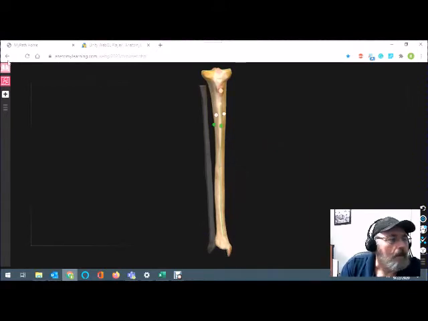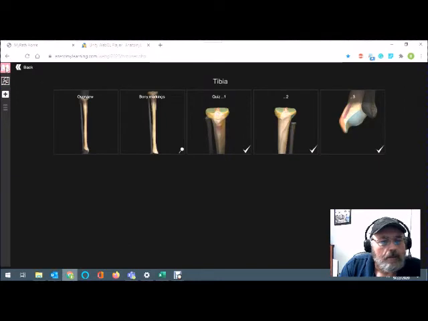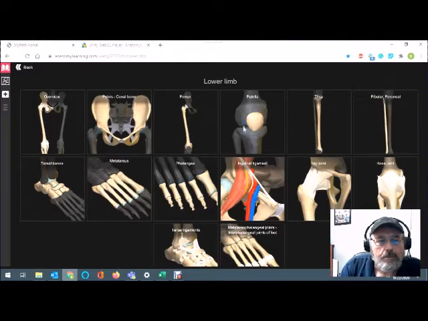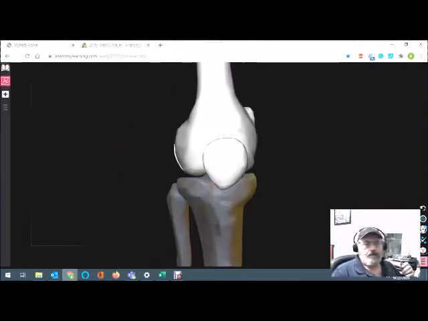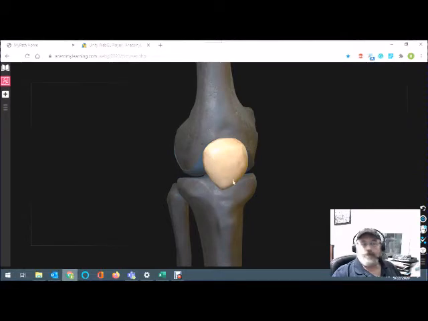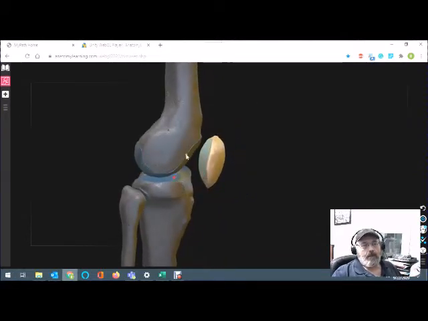So, let's go back and we want to take a look at the patella. Now, the patella, it's a sesame seed-shaped bone. That's why we call it sesamoid. And it slides on that patellar groove that's on the femur.